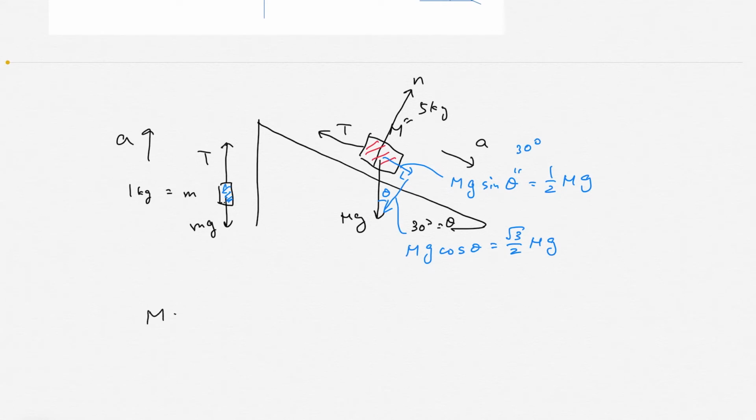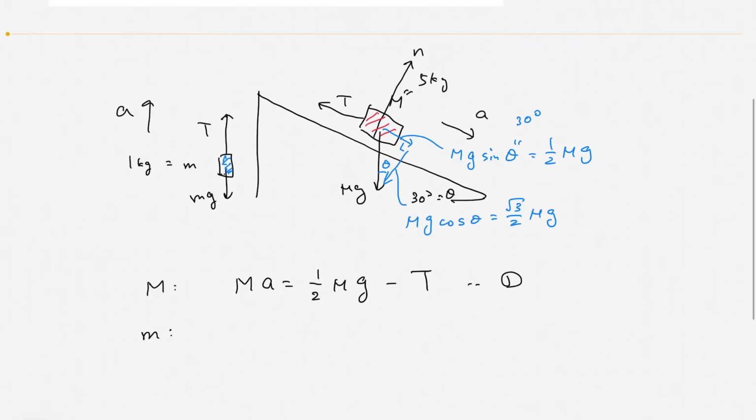Then we'd like to write down the equations of motion. So the M is mass times acceleration. In this direction, the force is 1 over 2 Mg, which comes from the gravitational force, minus the tension force. This is the first equation. For the m, the blue block, the mass times acceleration is the same a, equal to T minus the gravitational force. It's the opposite direction with respect to the tension force. So we have two equations. We use these two equations to find the acceleration and the tension force.